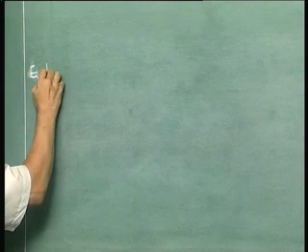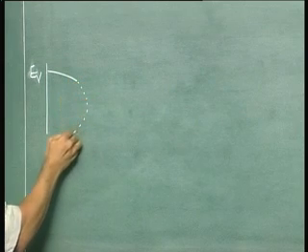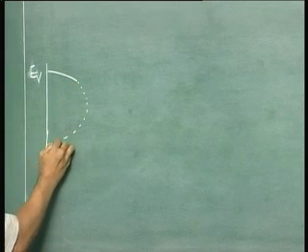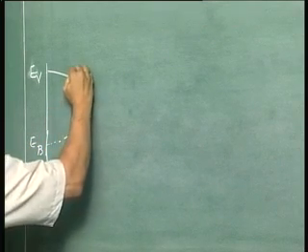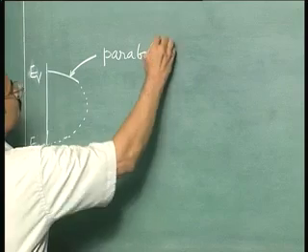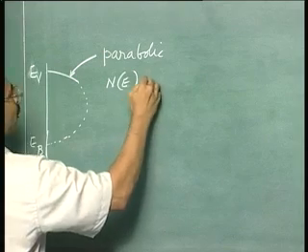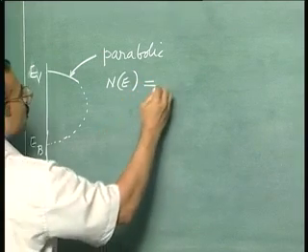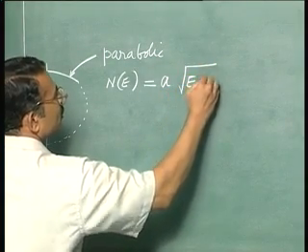I will read out that portion here. So this is EV, this is EB. So if I am interested in this segment, it is parabolic and can be written as N(E) equal to a constant A into square root of (EV minus E).